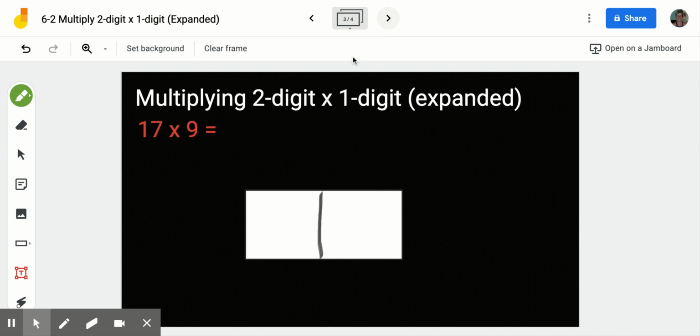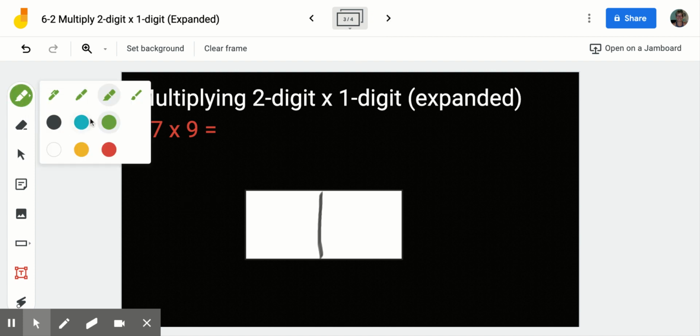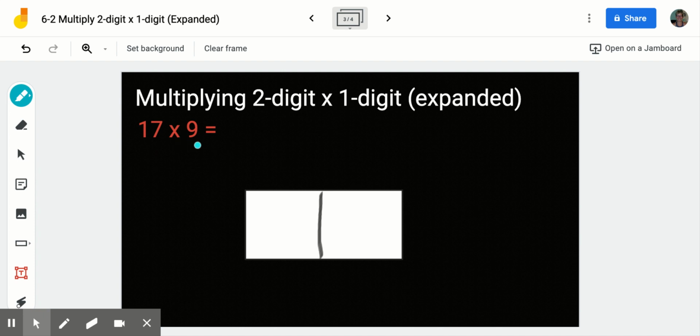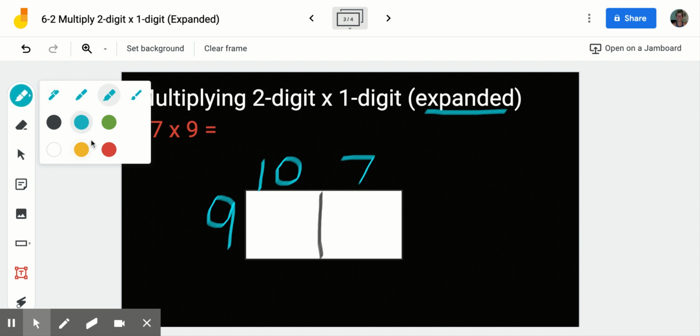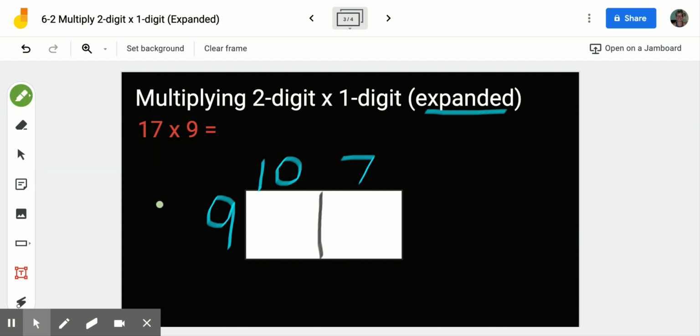Let's do another one. We'll practice it together. So we have 17 times 9. Which digit will I leave alone and put off to the side? Right, the 9. It's the one-digit number. We'll keep it over here. This number, 17, I now need to break into expanded form. And to get the expanded form, I'm breaking it up into tens and ones. So I have 1 in the tens place, and I have 7 ones.